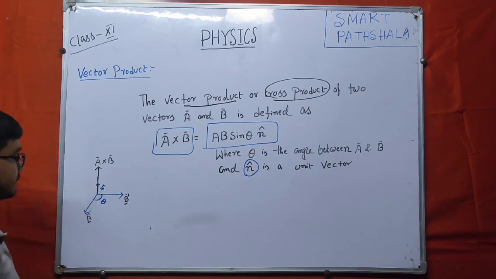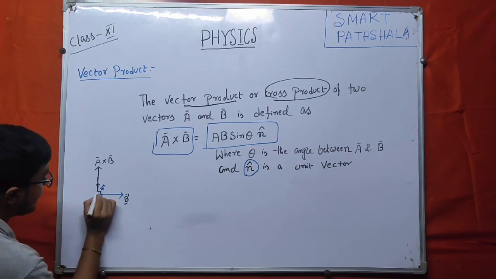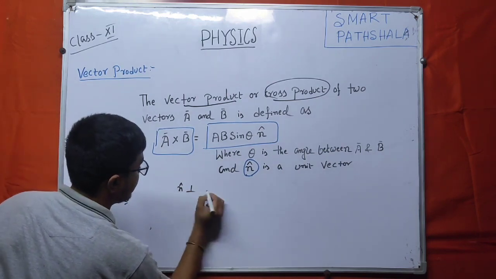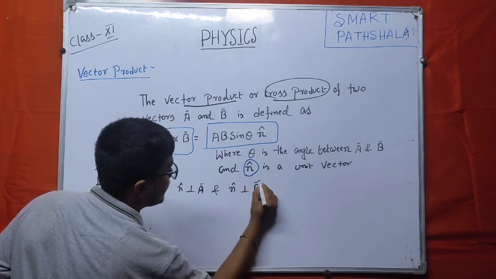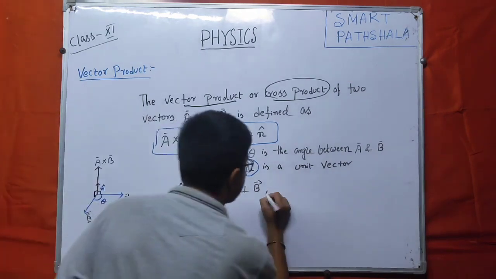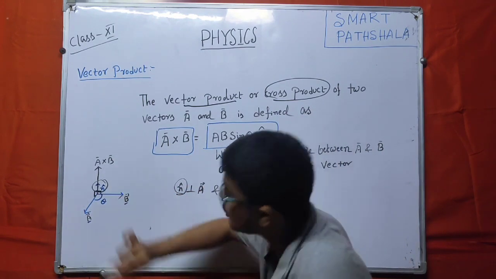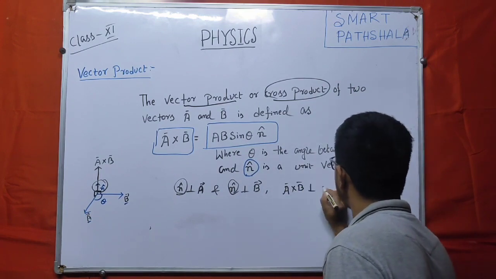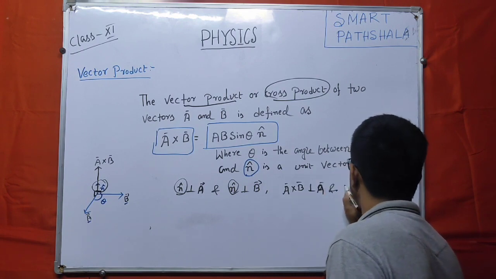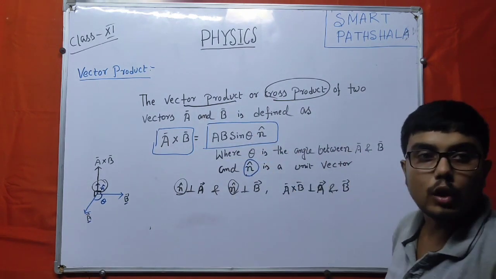Now you see that this n cap is perpendicular to b and is also perpendicular to a. N cap is perpendicular to a vector and n cap is perpendicular to b vector. That means n cap is nothing but the direction of a cross b. Then a cross b is also perpendicular to a vector and b vector separately. This is the whole thing of vector product.